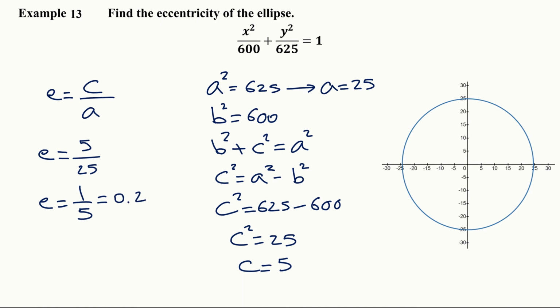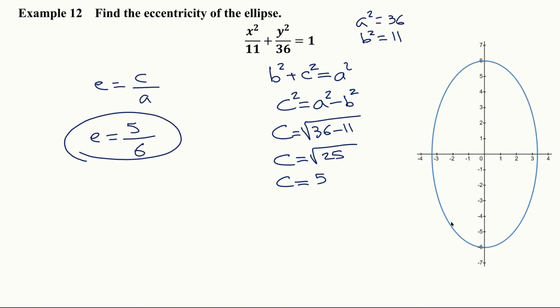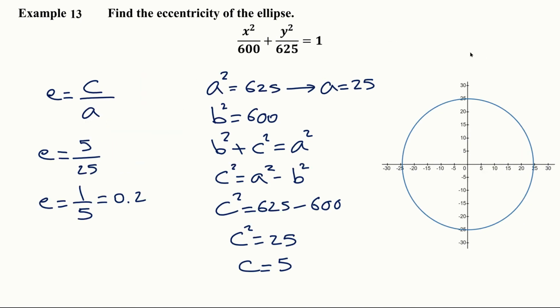And as we can see, that eccentricity is closer to 0 than it is to 1. Whereas if you remember the last example, which was more of an elongated ellipse, the eccentricity ended up being closer to 1. Let's take a quick look at that. See, for this more elongated ellipse, we got the eccentricity of 5/6, which is of course closer to 1 than it is to 0.